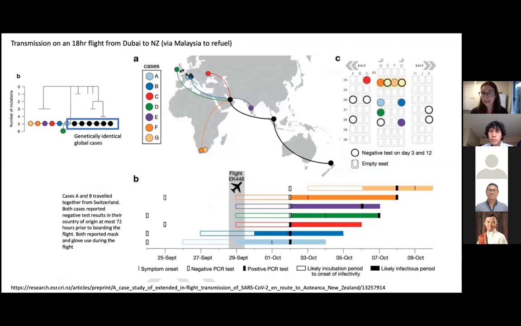This is another really interesting one that's just come out, which, having just flown across the world to get here, was a bit concerning. So this is an example of a series of cases that were identified in a managed isolation hotel. So these people did not escape out into the broader country. But what it looks like is that people from around the world got on a flight at Dubai to go to New Zealand. It's an 18-hour flight.